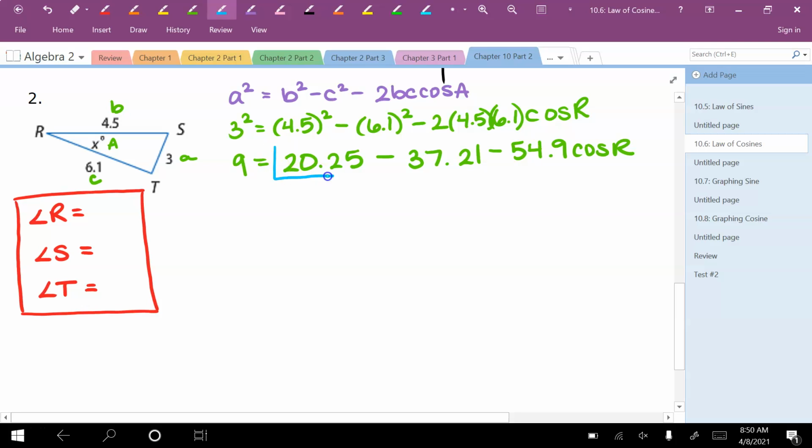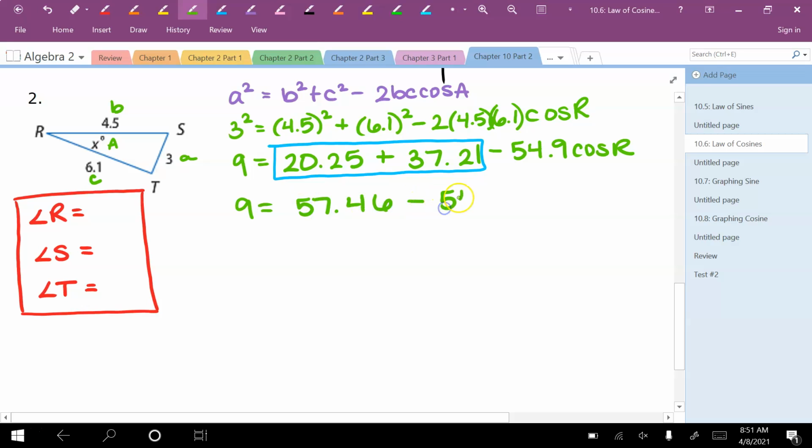I'm going to take these two things here, the 20.25, and I'm going to subtract the 37.21 from it. Oh, we are supposed to add them. Yep, you're right. So I'm going to add them instead. There should be a plus sign there. So it'd be 9 equals 57.46. And then we still have minus 54.9 cosine of R.